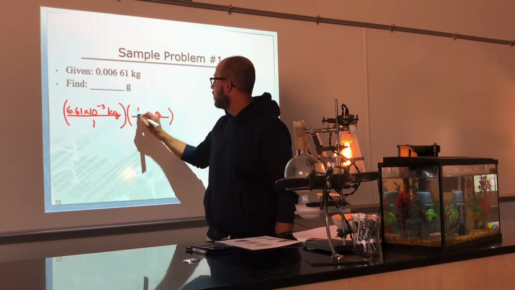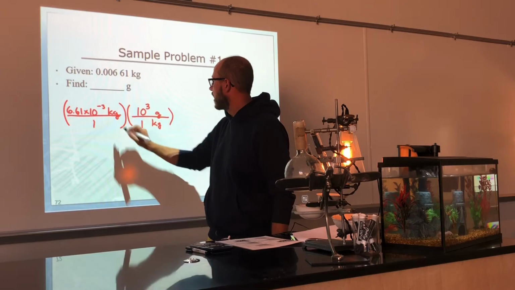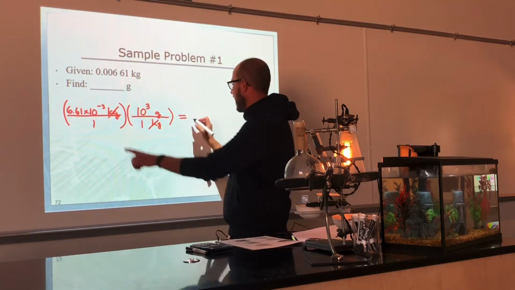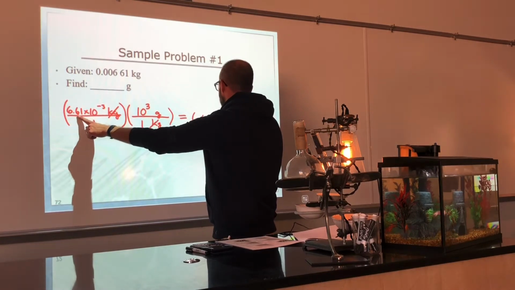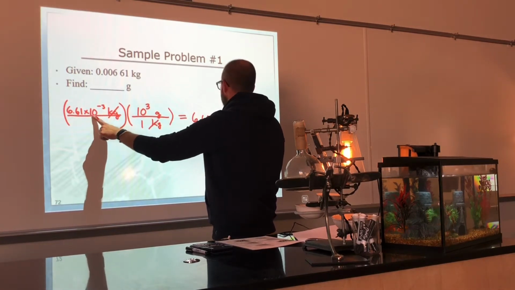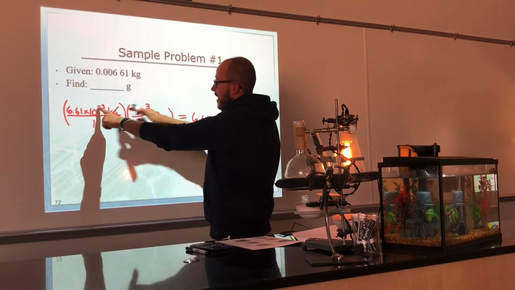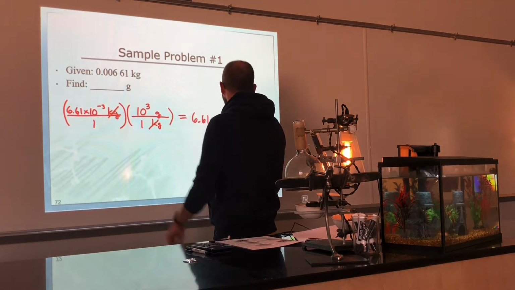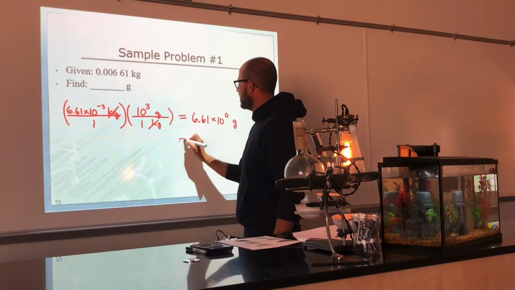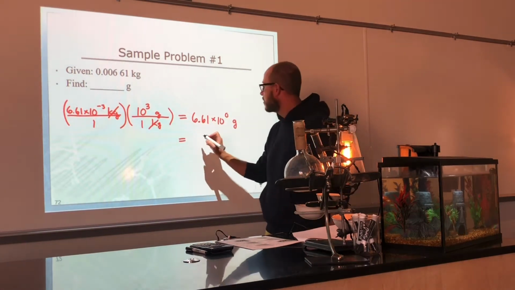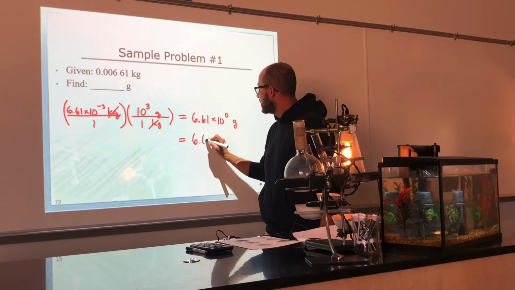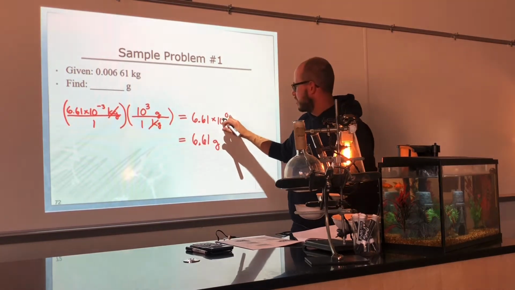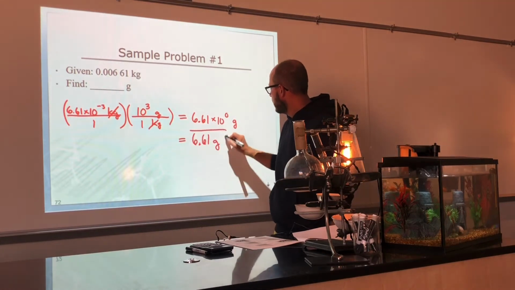1 kilogram is 10 to the third grams. Kilogram cancels, and I multiply. I have 6.61 times 10 to the, these are multiplied, so this is a minus 3 plus 3, so that's 10 to the 0 grams. Now 10 to the 0 doesn't change this number, so it's 6.61 grams. 10 to the 0 is the same as 1. So this is my answer.